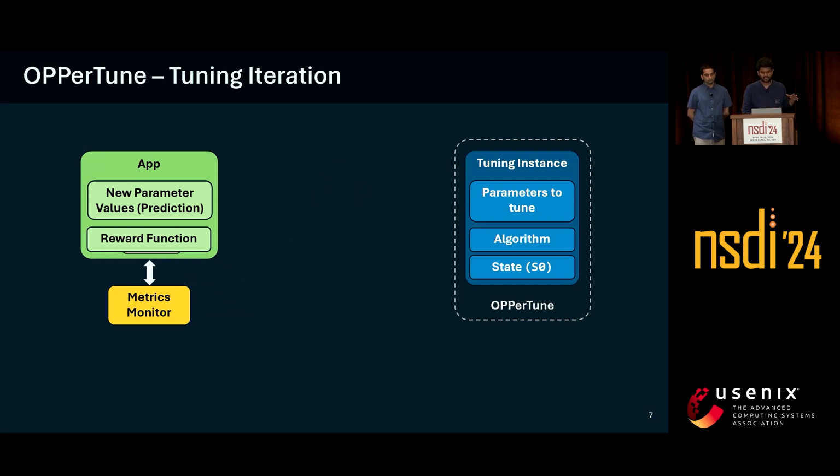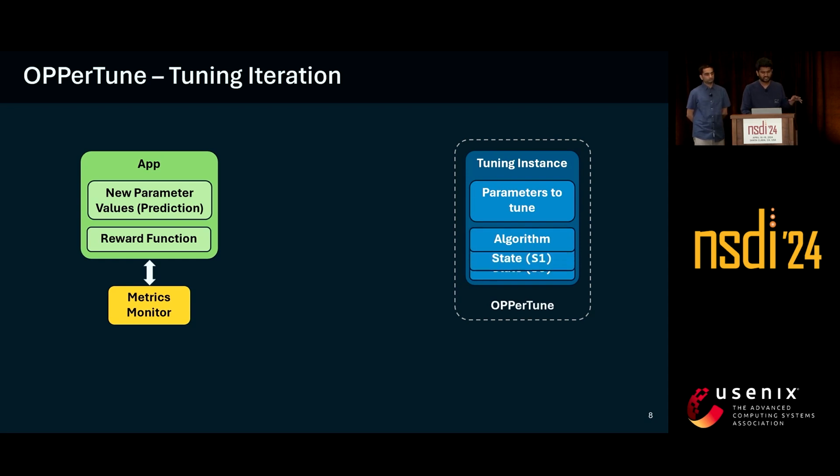Finally, when the metrics have stabilized, they are fed to the reward function. The reward function should use the metrics to produce a single real number, which is the reward value. And this reward value quantifies how good or bad the parameters suggested by the tuning instance were. This reward value is now sent as feedback to the algorithm using the setReward interface of the OPPerTune service. OPPerTune uses this reward to learn and suggest even better values in the next iteration.